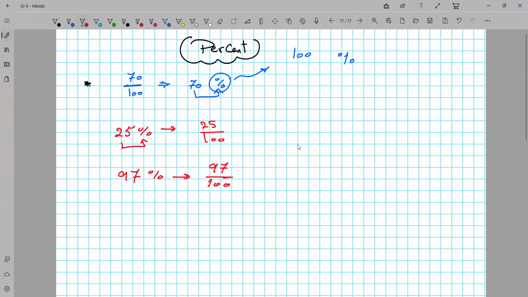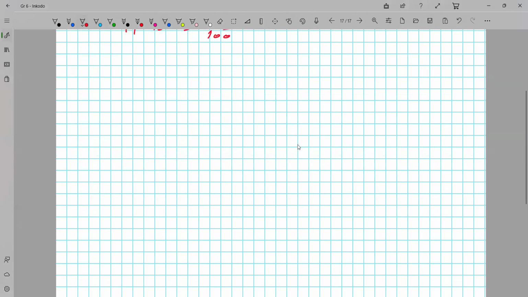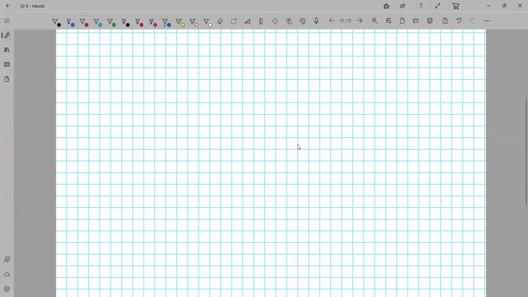Like I have an exam, a math test, and I got 18 out of 20. So I want to know what was my percent, or I want to calculate it. So I have to make the denominator 100. Let's convert the 20 to 100. How to get a 100 from 20?